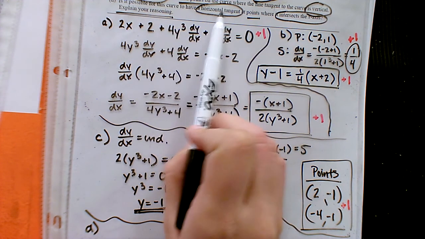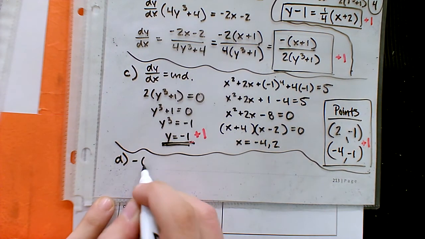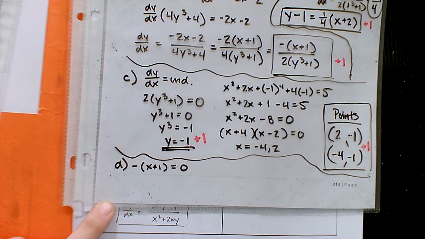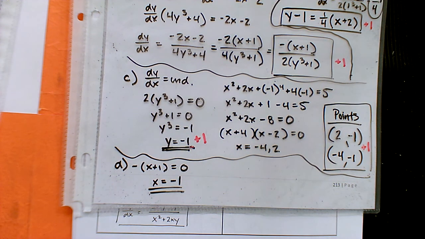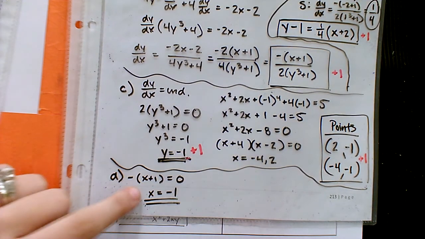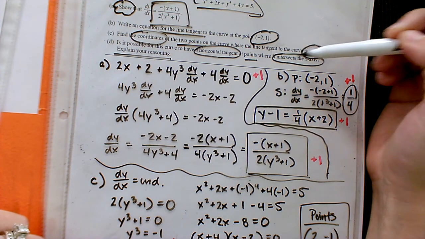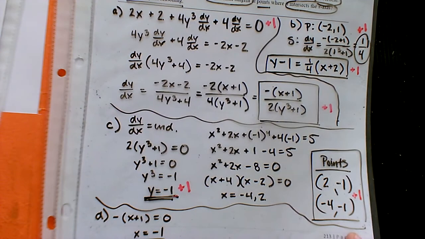Horizontal tangent, the derivative is 0, so the top of our derivative is 0. Okay, so we'll have negative x plus 1 equals 0. Can we solve for x? Yeah. X equals -1. Okay, so at this x location, you know you have a horizontal tangent. The question is, at this x location, do you also intersect the x-axis? How can we check that? Plug into the original and see if it's 0.